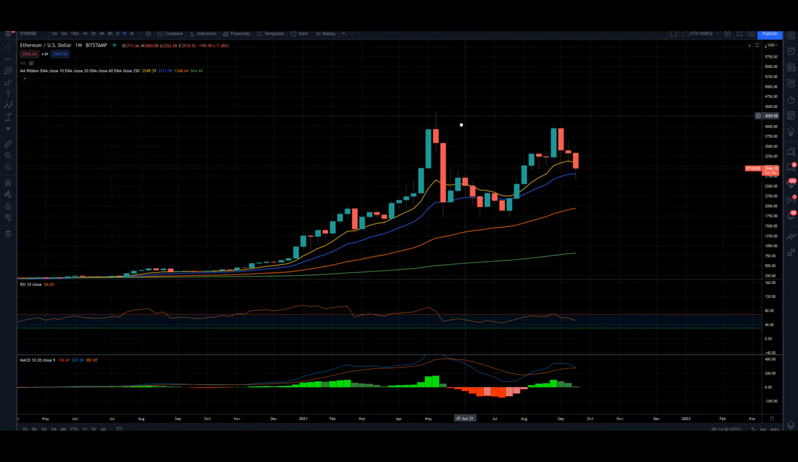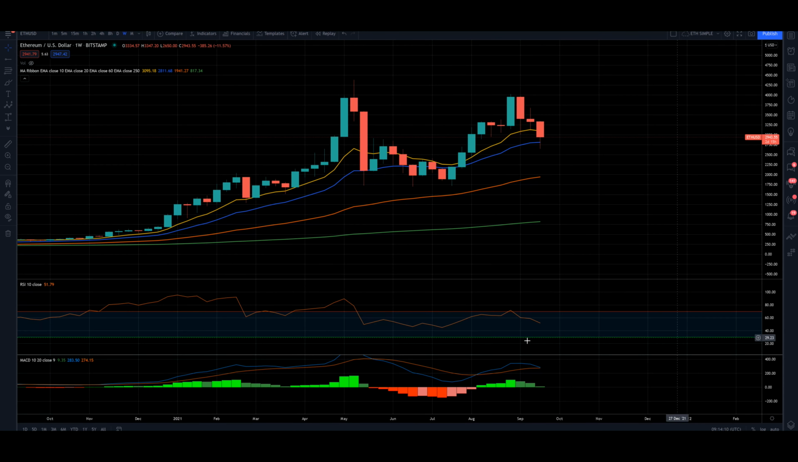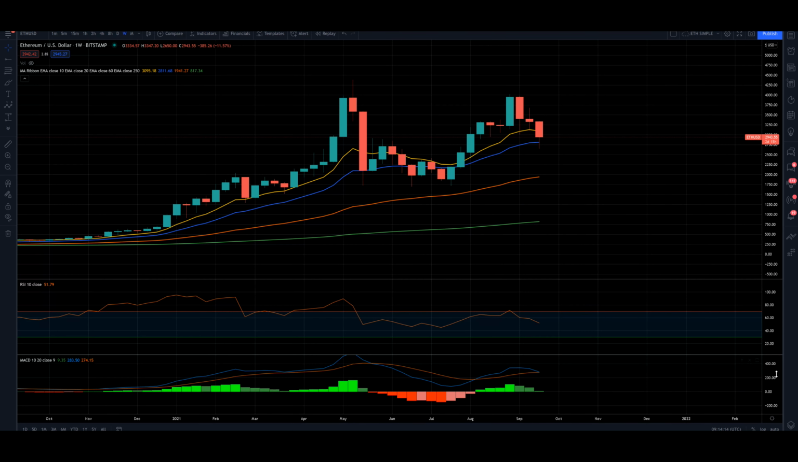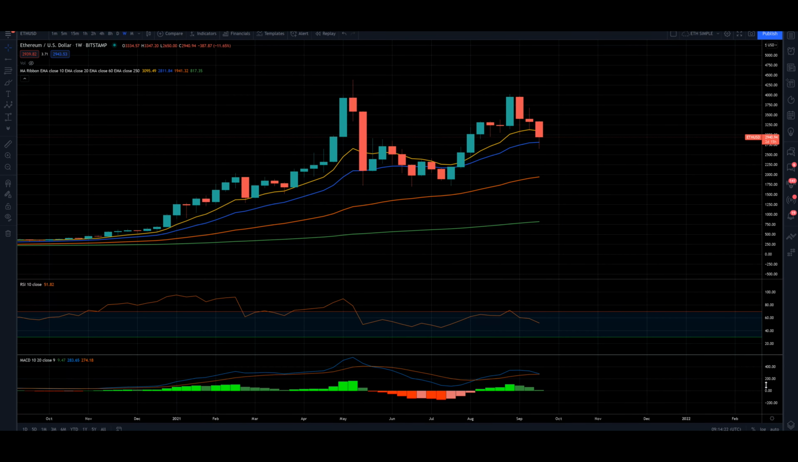Just got to give you guys a quick rundown of what you're looking at. Okay, so we have 4 exponential moving averages on the chart: 10 in yellow, 20 in blue, 60 in orange, 250 in green. We have an RSI set to a 10 close, with the green 30 level representing oversold and the red 70 level representing overbought. We also have a MACD with a 10 for the average and a 20 for the signal, here in blue and orange respectively. So what can we see here on the weekly time frame?